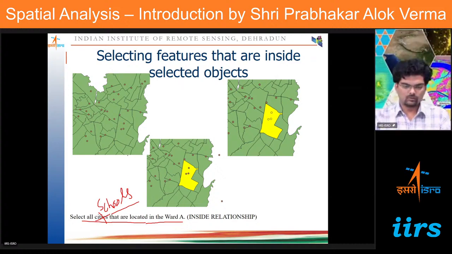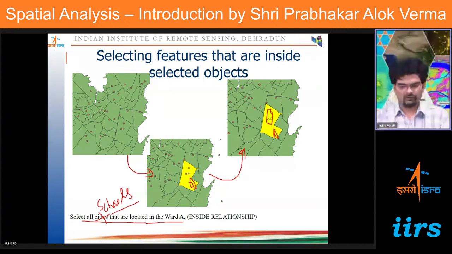So using that way, you come from this to this. Here in this case, ward A is getting selected. So this is ward A. Now schools inside ward A need to be selected. So the inside relationship will be used here, and the schools which are present inside this ward A will get selected. Inside relationship is used here.